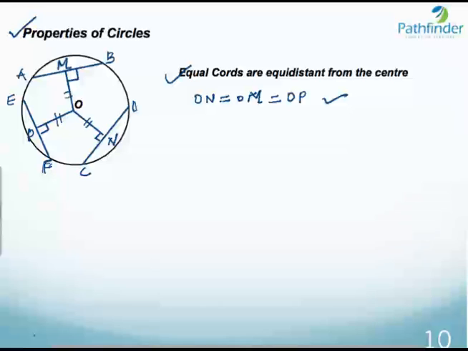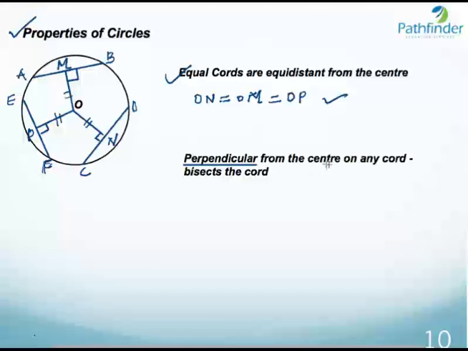Another property that we have is perpendicular drawn from the center on any chord bisects the chord. So if we have OM as perpendicular to AB, then the point M will bisect the chord AB and we'll get two equal halves. AM is equal to MB. Similarly, if OP is perpendicular to chord EF, OP will divide the chord into two equal halves, EP, which is equal to PF.